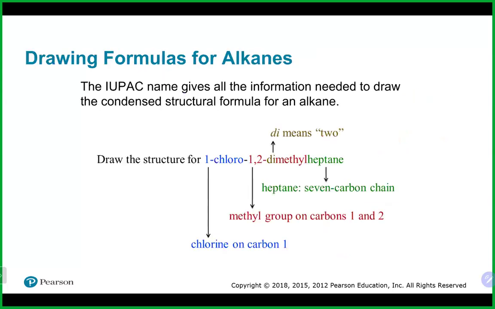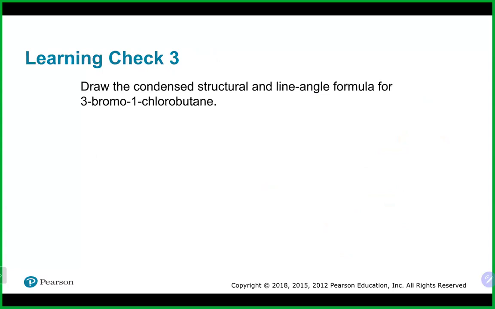All right, so we kind of talked about drawing. Again, working backwards is always a good approach. So why don't you draw this one, the condensed and line structure for 3-bromo-1-chlorobutane.